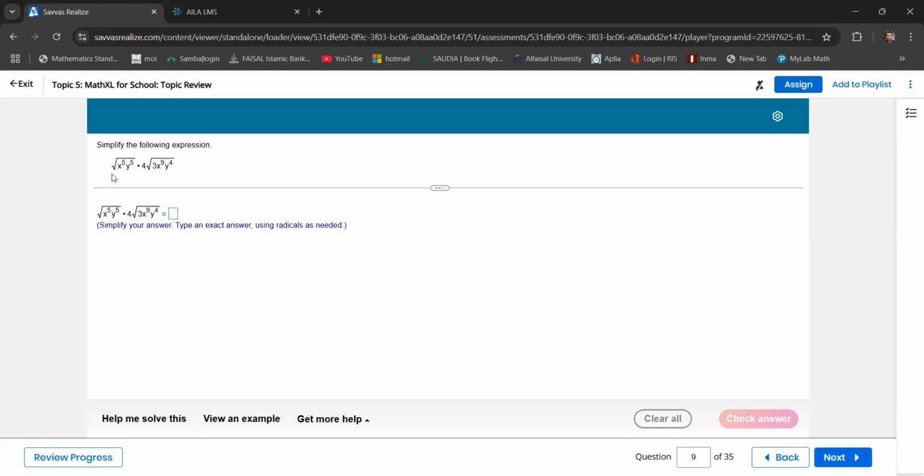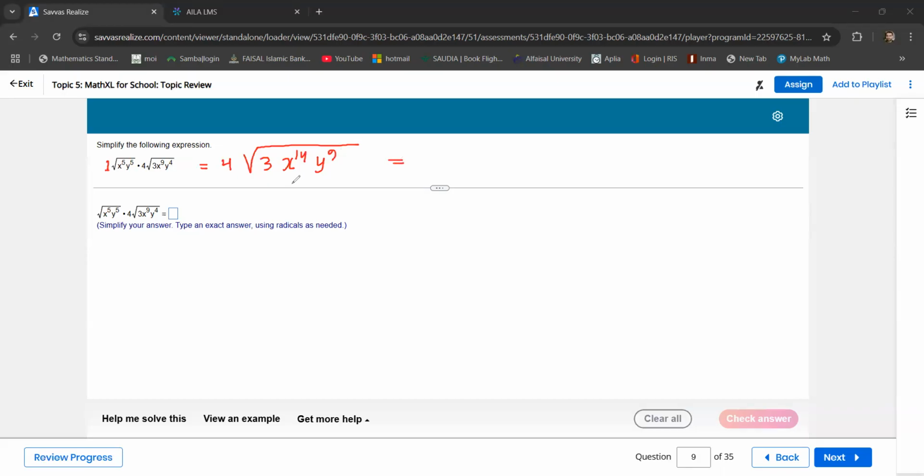Simplify the following expression: square root of x to the power of 5 y to the power of 5, multiplied by 4 square root of 3 x to the power of 9 y to the power of 4. Let's finish the multiplication first as both of them are square roots. Here is an unwritten 1, so 1 times 4 stays 4. Square root, and then we multiply what is under the square root. So this is 3. X to the power of 5 times x to the power of 9 gives x to the power of 14. Y to the power of 5 times y to the power of 4 gives y to the power of 9.